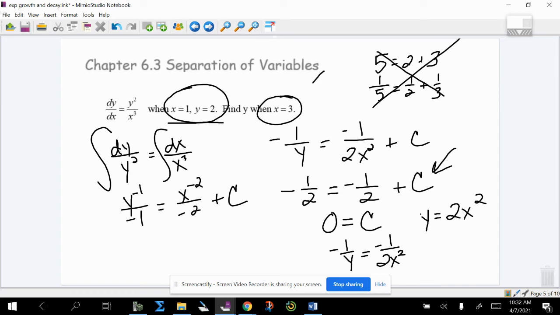And then finally, to finish this, you're going to plug in your last bit of information, which is x equals 3. So we get y equals 2 times 3 squared. 3 squared is 9 times 2. Our final answer would be 18. And these are most often multiple choice, which is what I'm going to show you on the next slide.